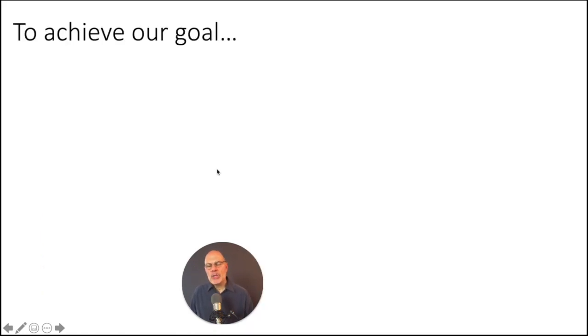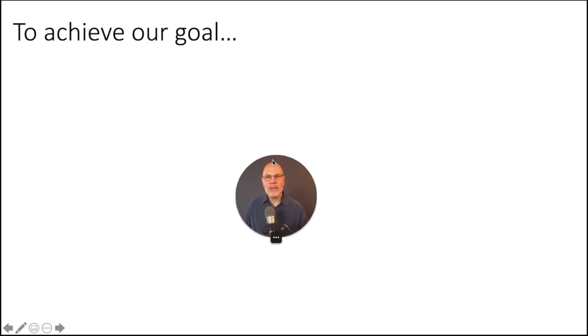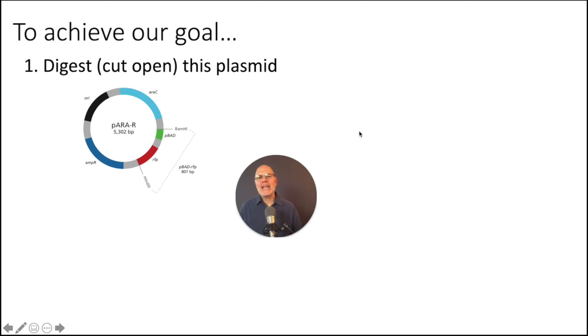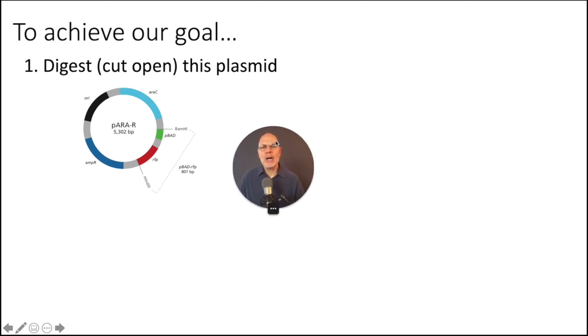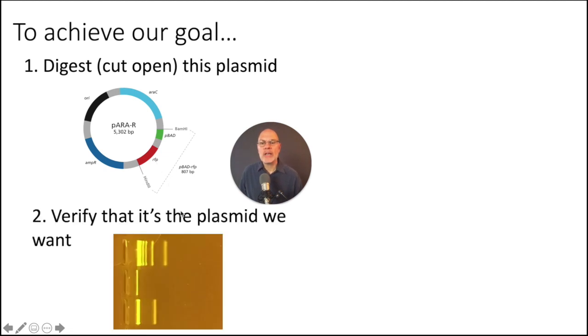Now, to achieve our goal, we're going to do a couple of other things. So to begin with, first of all, we're going to digest, cut open this plasmid. Now, this is actually the plasmid that contains the red fluorescent protein gene. And this part of the lab is more sort of a proof of concept. And it's to show you that plasmids can be cut open. And the parts that make up the plasmid, the segments that make up the plasmid can be analyzed. And so the next thing that we're going to do is we're going to verify that it's the plasmid that we want.